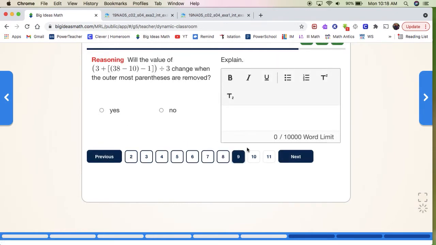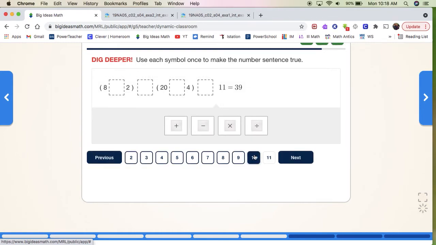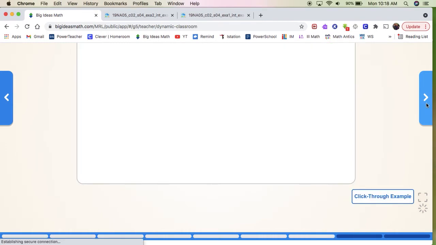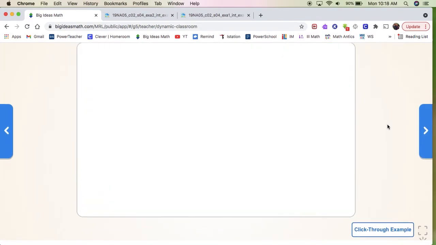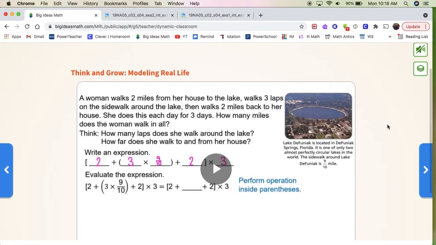We're going to skip over that. We're going to skip over that. You don't have to do 11 and 12. I'm going to move on to the Think and Grow on page 74. This will be the last thing we do on this lesson.